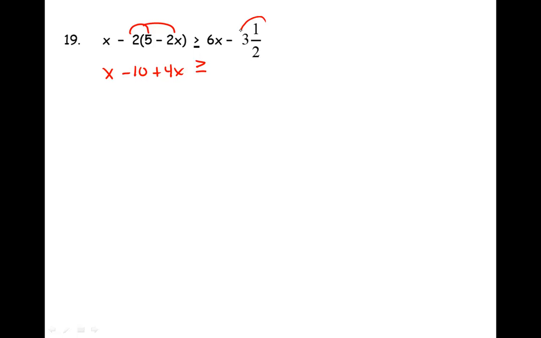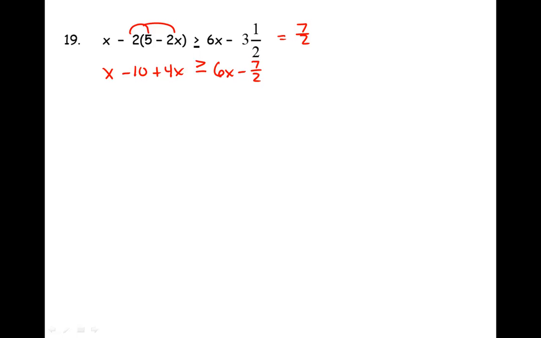And what we want to do is convert this 3.5 to an improper fraction. We do that by multiplying 3 times the denominator, which is 6. And then we add the 1 in the numerator, so that's a 7. So 3.5 is equal to 7 halves. So instead of writing this as 6x minus 3.5, we're going to write it as 6x minus 7 halves.